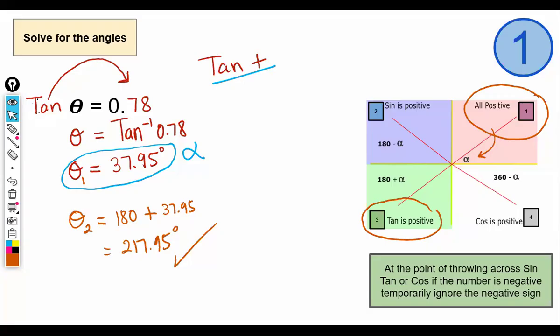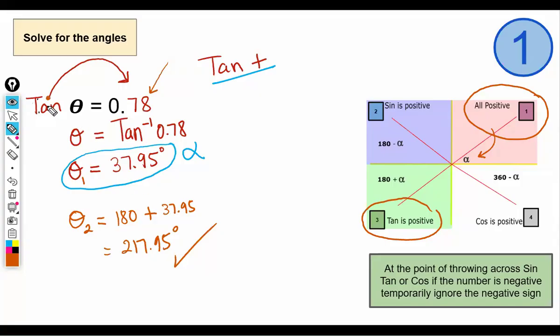Now, these questions, I consider them the easy part. You know why it's easy? Because it's a positive type of question. The question we did before was cos positive, and the question we just did was tan positive. Whenever you're throwing across the sine, tan, or cosine and a positive value is waiting, that's the easiest possible question you can hope for in the CSEC exam.